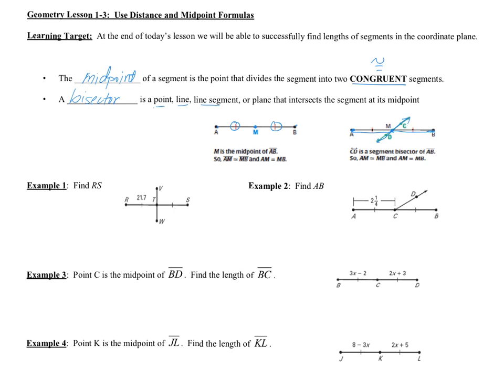Example 1, find RS. So if RT is 21.7, we just have to double it to get 43.4. Example 2, find AB. Same thing, we take 2 1/4 and we double it, which is 4 1/2.